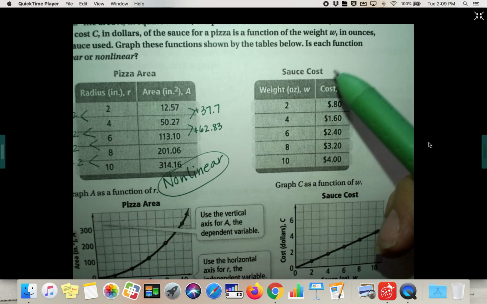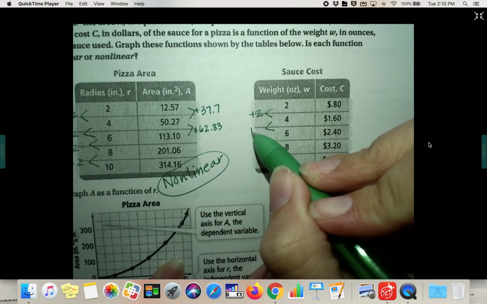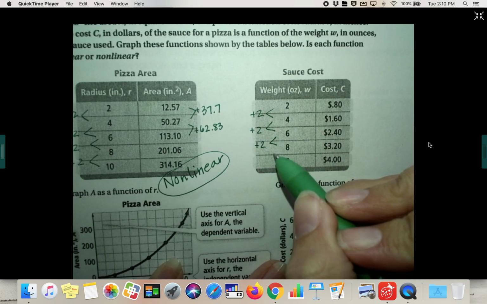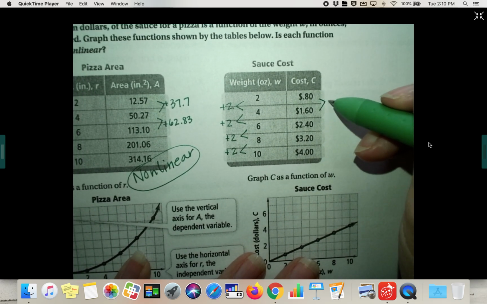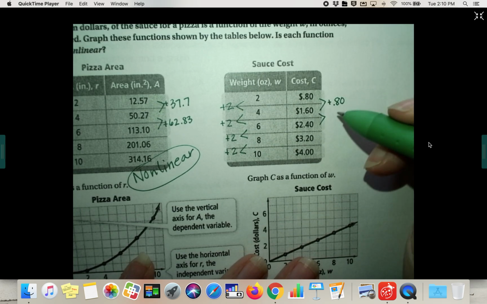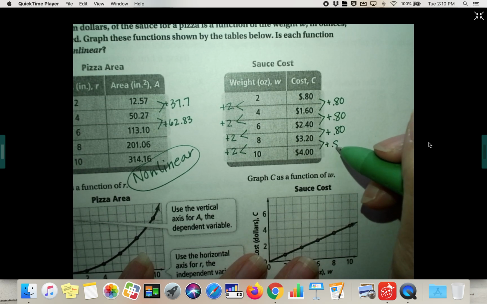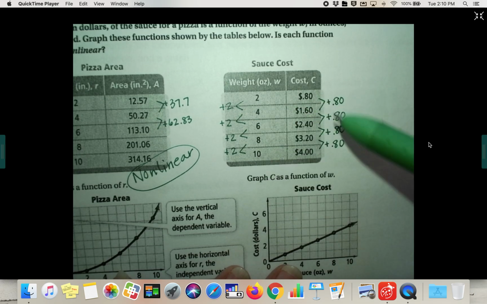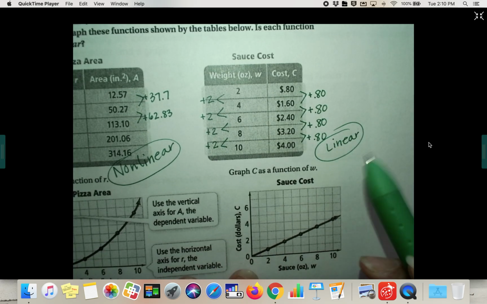Okay, let's check out the cost of the sauce. From 2 to 4, we're adding 2. From 4 to 6, we're adding 2. From 6 to 8, we're adding 2. From 8 to 10, we're adding 2. Looking good. From 80 cents to $1.60, you're adding 80 cents. From $1.60 to $2.40, you're adding 80 cents. From $2.40 to $3.20, you're adding 80 cents. And from $3.20 to $4, you're definitely adding 80 cents. So these are a linear relationship. The pattern is constant, which will make it linear.